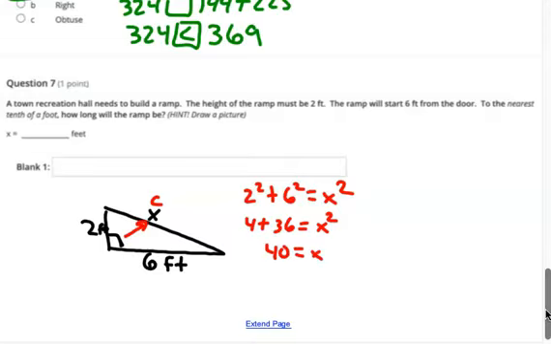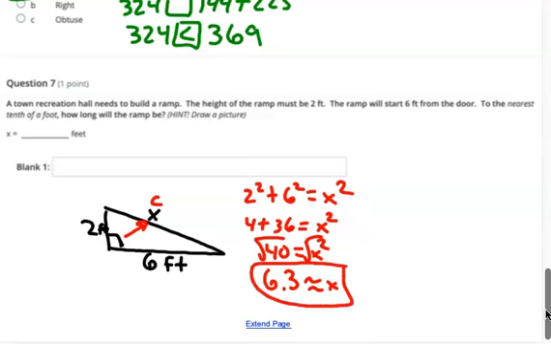Since this is a word problem that asks for the nearest tenth, we don't need to simplify the 40 by breaking it down. We just round it to the nearest tenth, which is about 6.3 feet. 6.3 feet would be our answer. Okay, on to the next page.